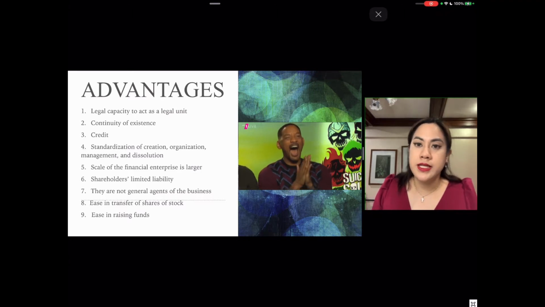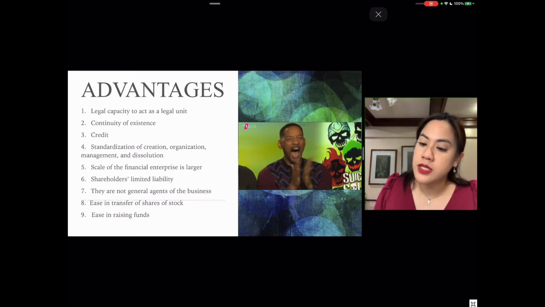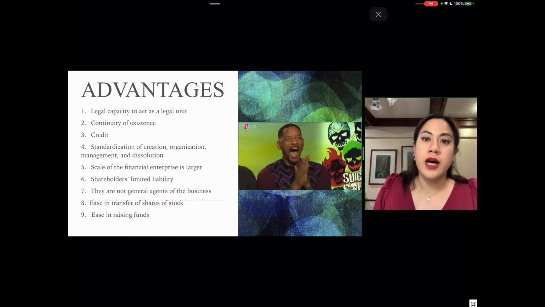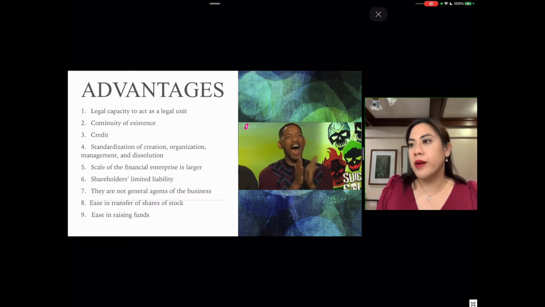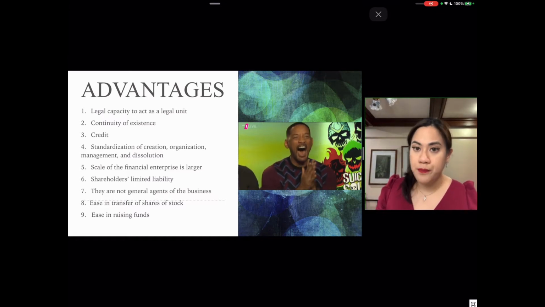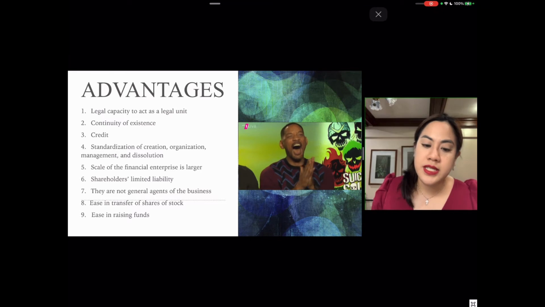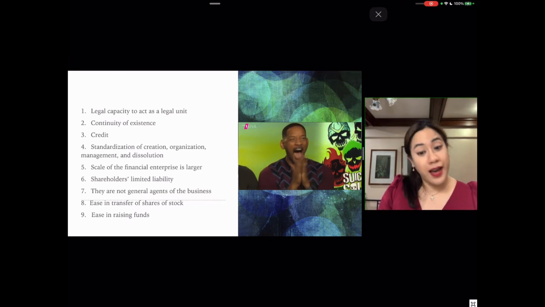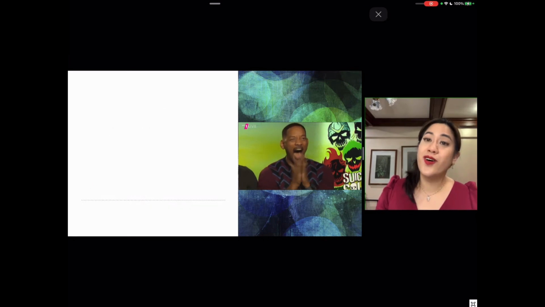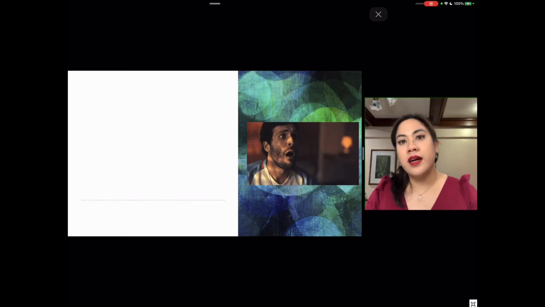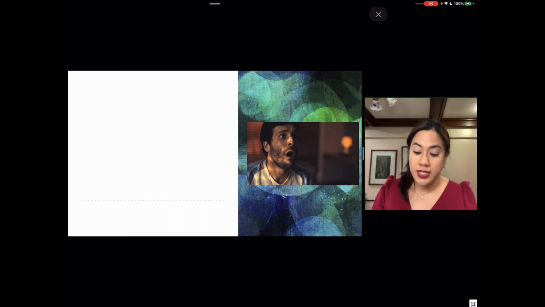Number 8, there is ease in transfer of shares of stocks, since there is no need for the consent of other stockholders, as long as you comply with the requirements usually in the bylaws on how transfer of shares would be done. And number 9, there is ease in raising funds. But of course, like life, nothing is perfect. There are also some disadvantages to deciding on creating a corporation instead.